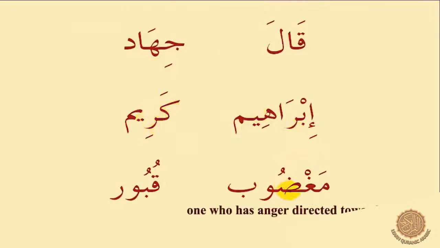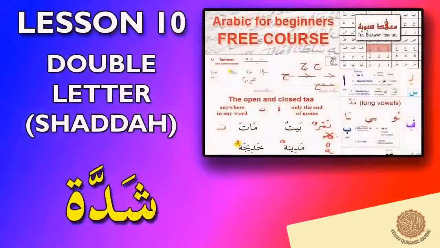Maghdoob denotes somebody who is the object of anger. So one who anger is directed towards. And finally we have the word qubur. Qubur is the plural of the word qabr, which means grave. So qubur means graves. Walhamdulillahi Rabbil Alameen.